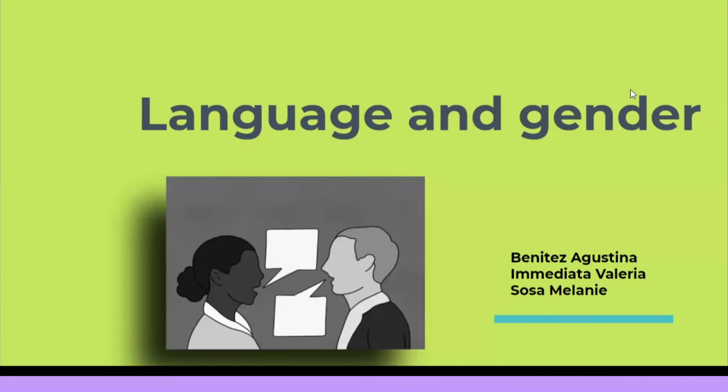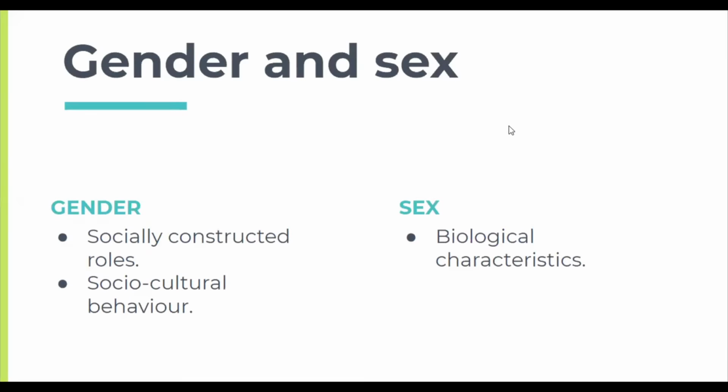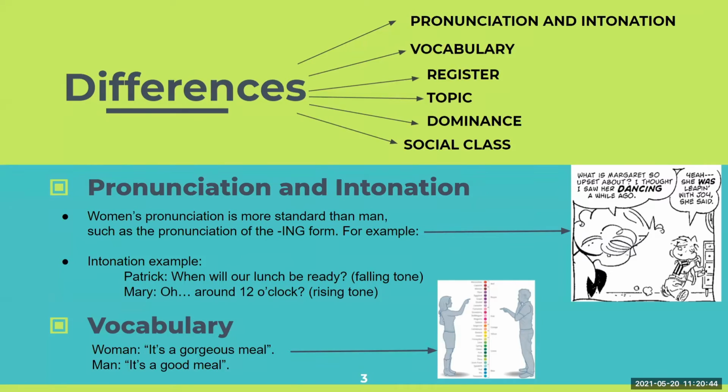Today we're going to talk about language and gender. Well, first of all, it is important to mention the differences between gender and sex. Gender has to do with socially constructed roles, and it is appropriate for distinguishing people according to their social cultural behaviors, including speech. On the other hand, sex has to do with biological characteristics, and it is associated with physical and physiological features. We can find many differences between men and women language.